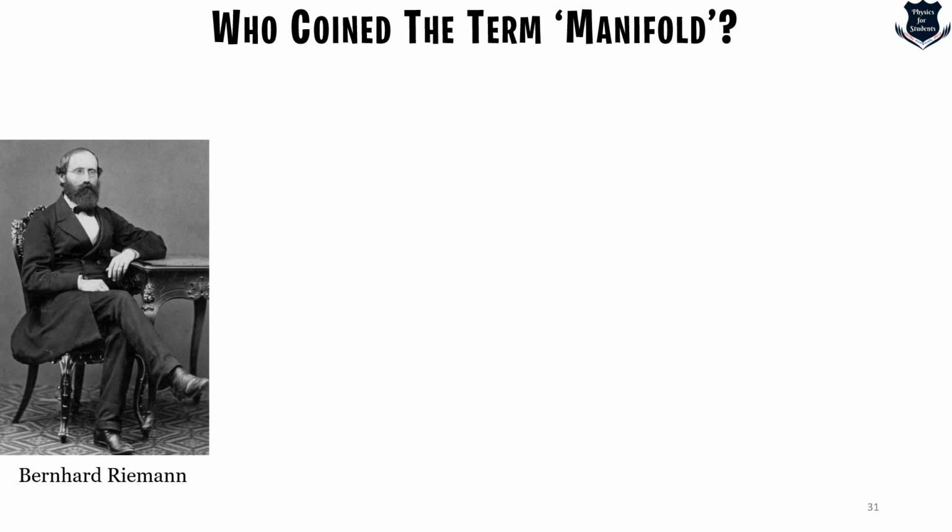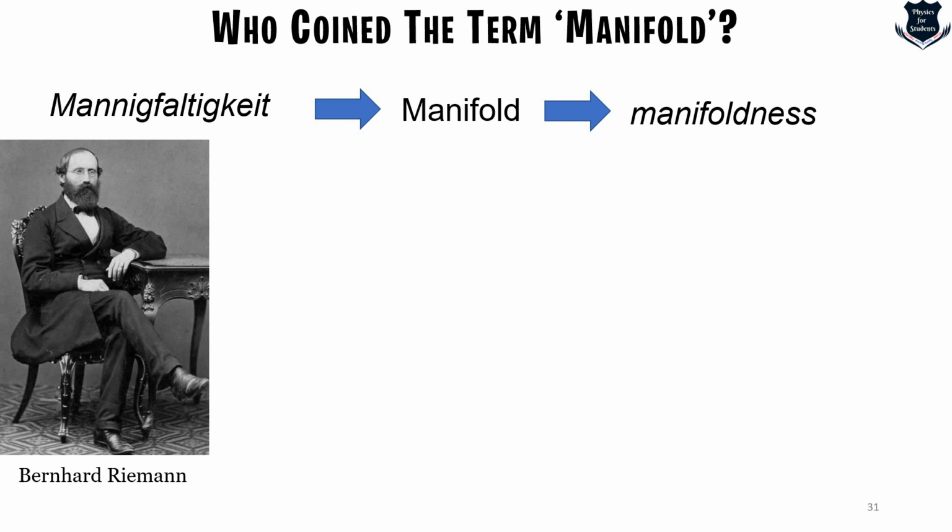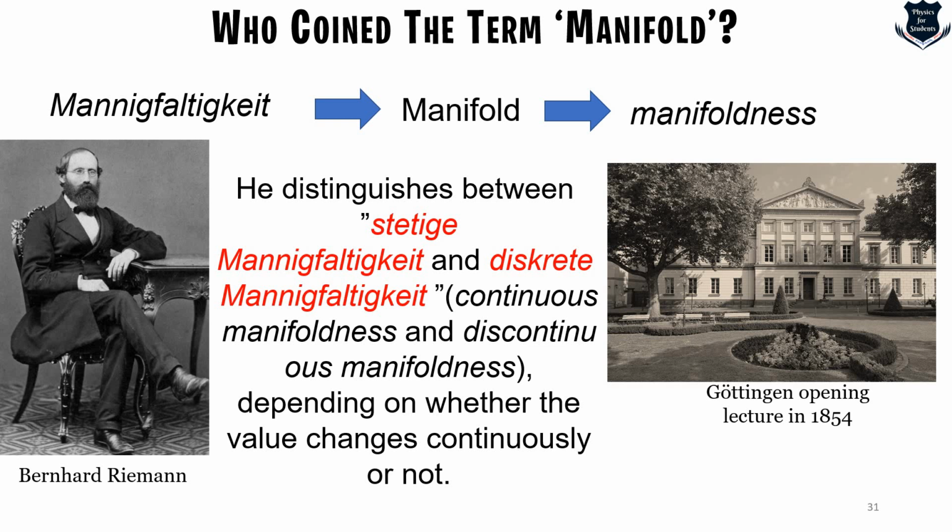So you see, this actually came from the term manifold or manifoldness. And he distinguished between, I won't spell out these terms, these are difficult German terms, continuous manifold, discontinuous manifold, etc. You could see it was done in the Göttingen opening lecture in 1854. So you understand, Gauss gave him such a boring, difficult topic, but the genius of Riemann brought it out in such a beautiful and glorious manner that this became one of the greatest works ever in geometry.